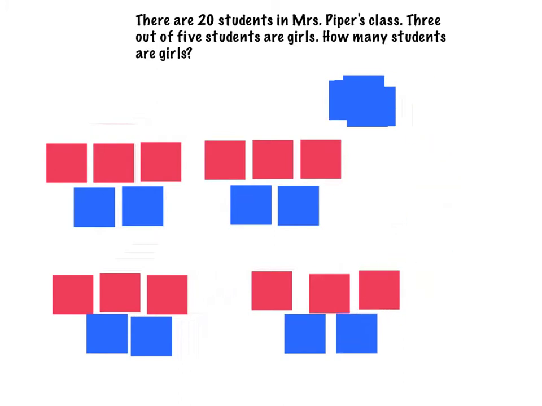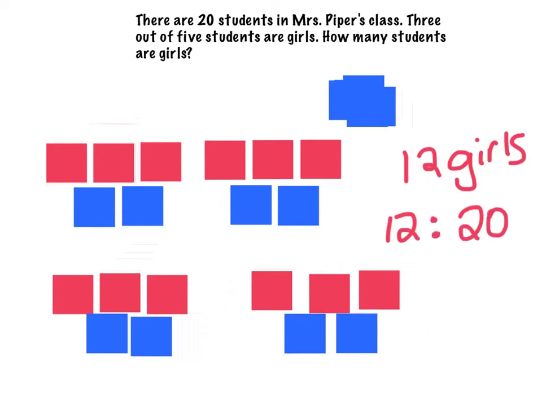So now from here I can count how many girls I have. I'm going to use my pointer here and count. I've got 20 students all together and all of the pink represent the girls. So I have 1, 2, 3, 4, 5, 6, 7, 8, 9, 10, 11, 12. So I can say I have 12 girls. I could also say that I have 12 girls out of 20 students altogether.